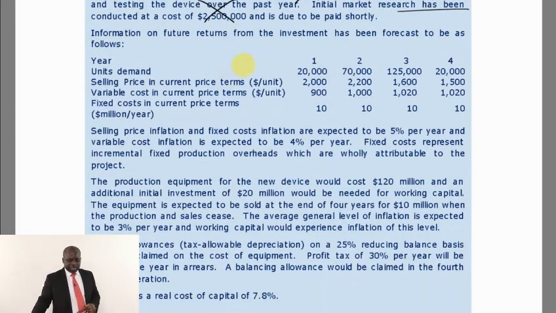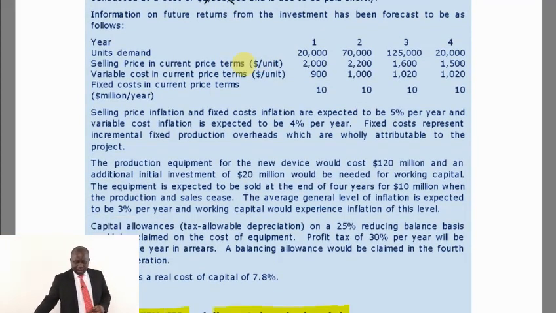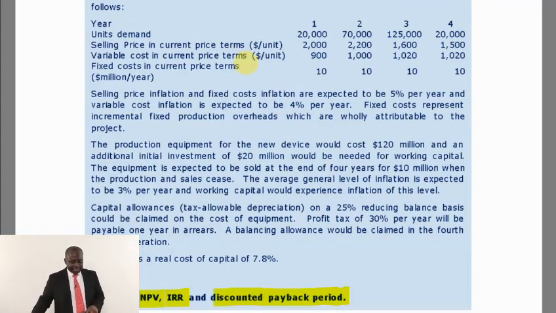Information on future returns from the investment has been forecast to be as follows. Year 1 up till year 4. Okay, unit demand, selling price in current price terms, variable cost in current price terms, fixed cost in current price terms. Selling price inflation and fixed cost inflation are expected to be 5% per year, and variable cost inflation is expected to be 4% per year. Fixed cost represents incremental fixed production overheads, which are wholly attributable to the project.